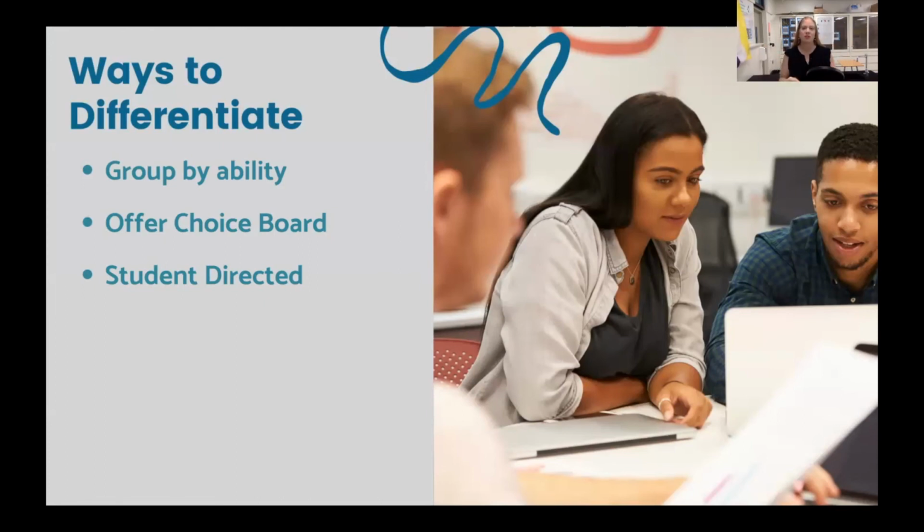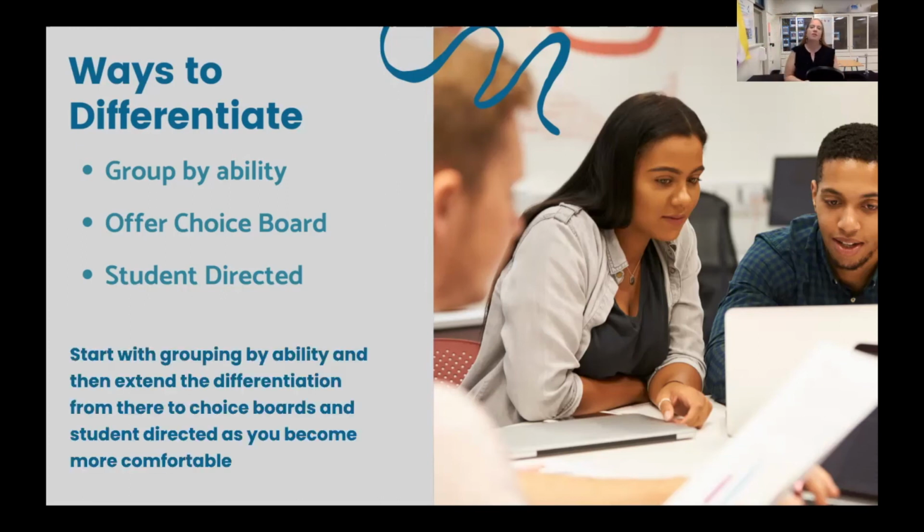And then, of course, the Holy Grail, the one we're all going towards, student directed, where they are taking ownership of their learning. So again, if you're just getting started with differentiating, start off with just making those 2 groups. That's going to be the easiest one. Group 1 is going to be the ones who are ready to go. They've passed that quiz, whatever assessment you've had, that benchmark that you gave for that particular video, they've passed it.